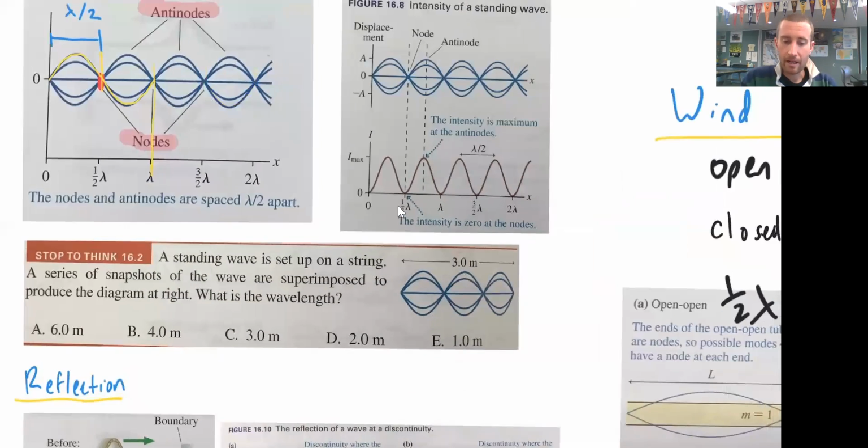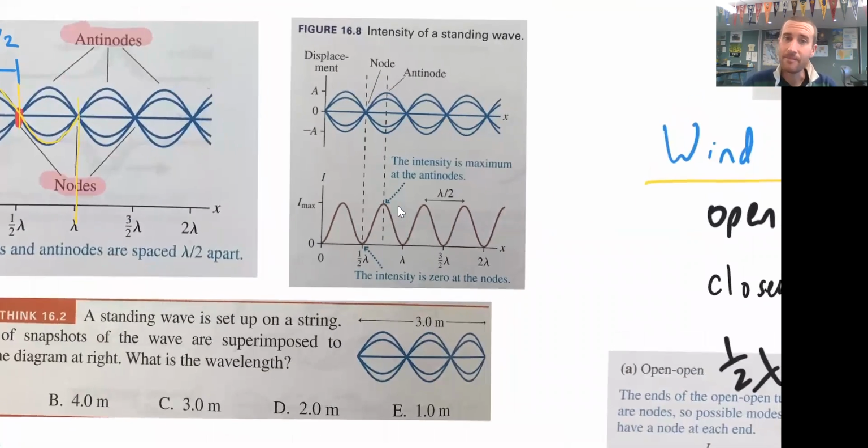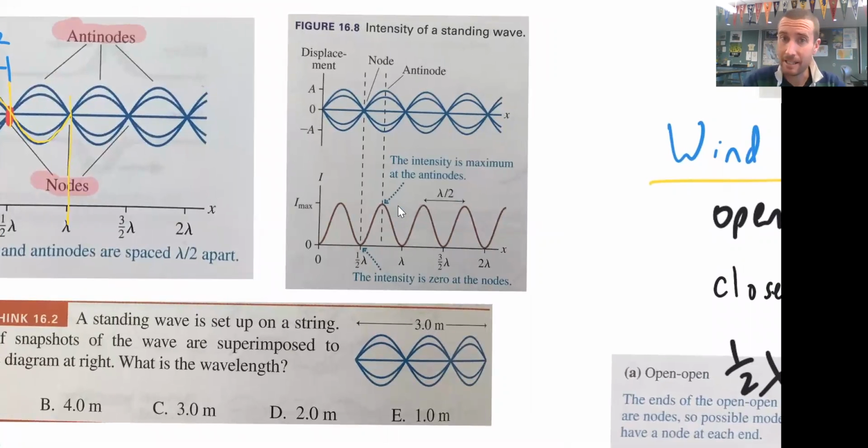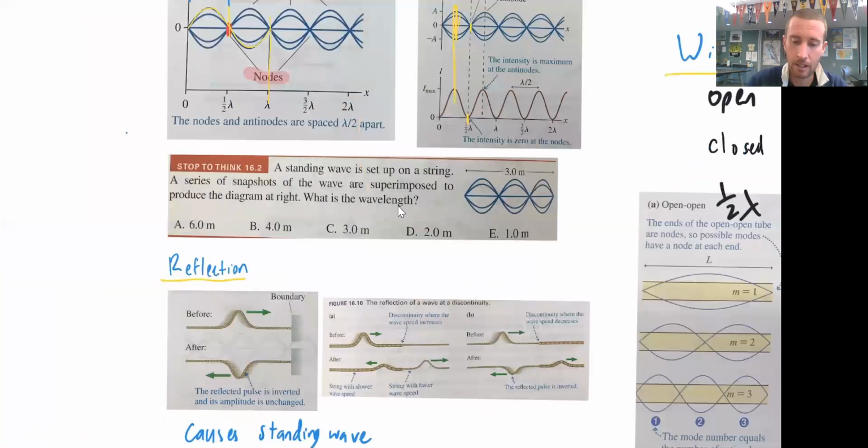So when I compare this and look at the intensity, you'll see that the areas that are antinodes right here have really high intensity because they're moving up and down a lot. The areas that are nodes have 0 intensity because they're not doing any motion, which makes sense.